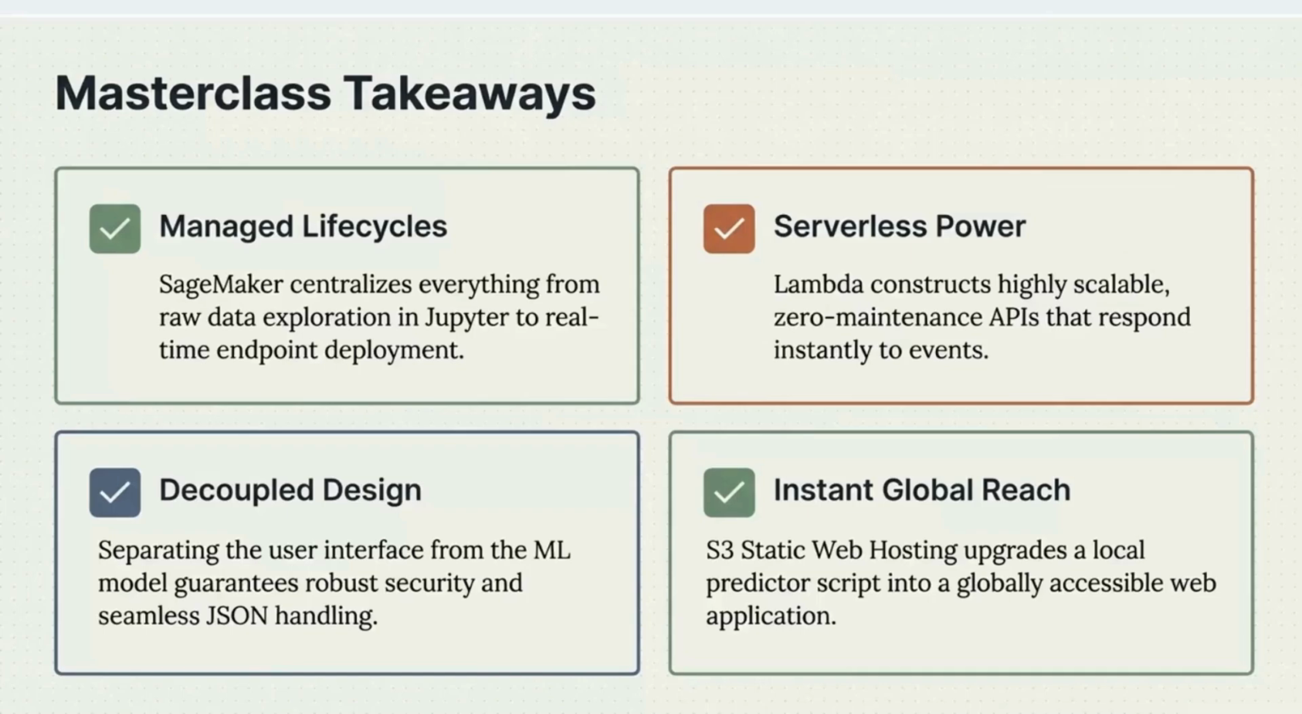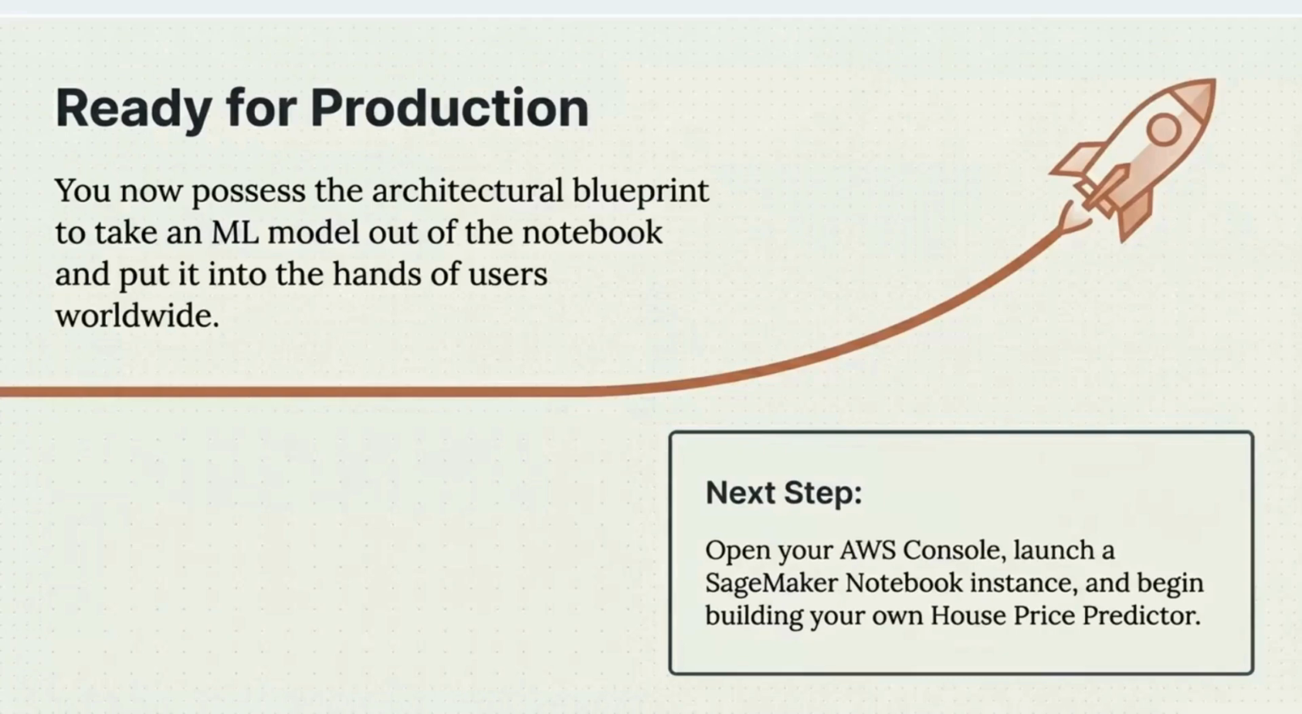Decoupled design, in the sense of the interaction between the UI and your local model. Separating the user interface from the ML model guarantees robust security and seamless JSON exchange. And instant global reach: S3 static web hosting upgrades a local predictor script into a globally accessible web application. So you now possess the architectural blueprint to take an ML model out of this, and the next step is you can start creating your own application here.